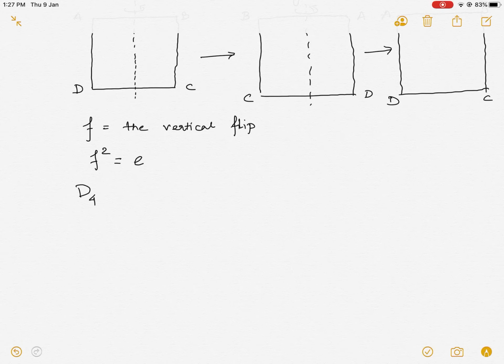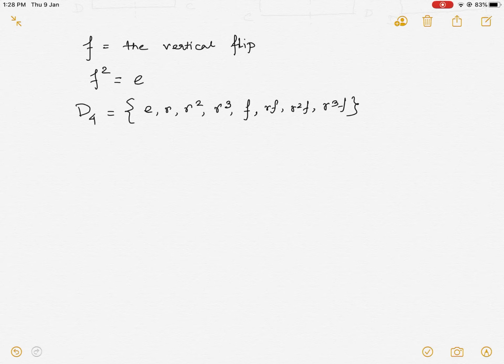Now D4 is the group consisting of the elements: the original square, rotation by 90 degrees, rotation by 180 degrees, which is none other than R square, rotation by 270 degrees, which is none other than R cube, and flip F, RF, R square F, R cube F. This is the group D4, and D4 has certain properties. D4 is a non-abelian group.